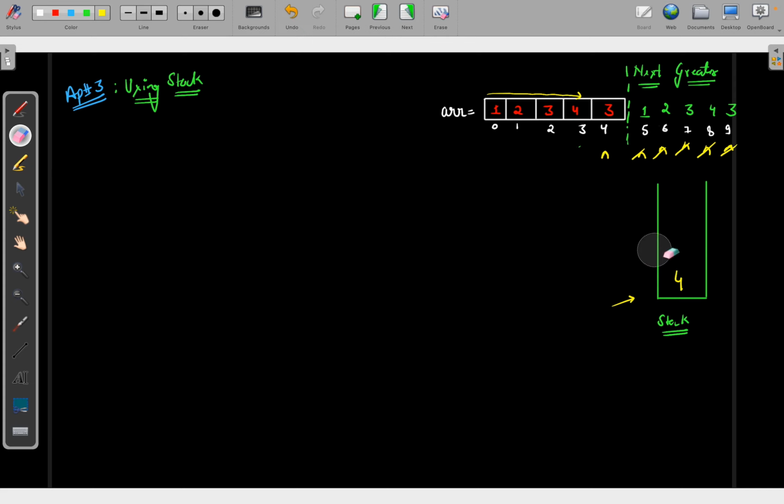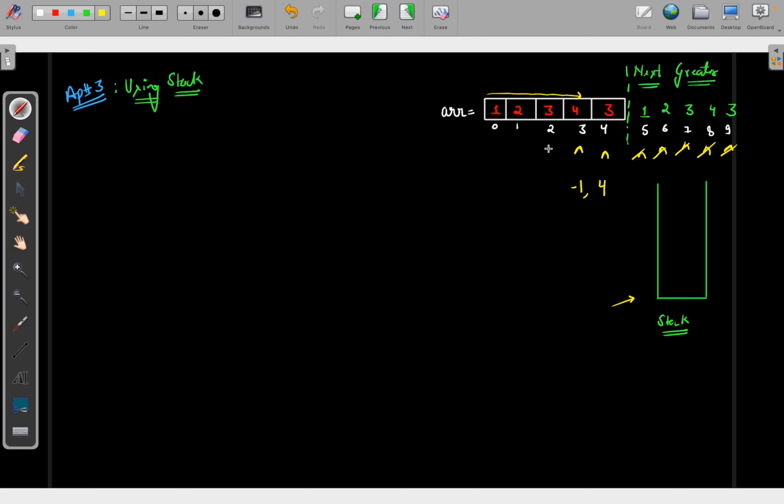Now for 3, is your topmost element 4 greater? Yes, it is. So 4 will be my answer. Again, before moving, I will push 3 into it. Now for 4, is 3, the topmost element, greater? No, I will pop it out. For 4, is the topmost element 4 greater? No, I will pop it out. And now my stack is empty, right? So I will say -1.